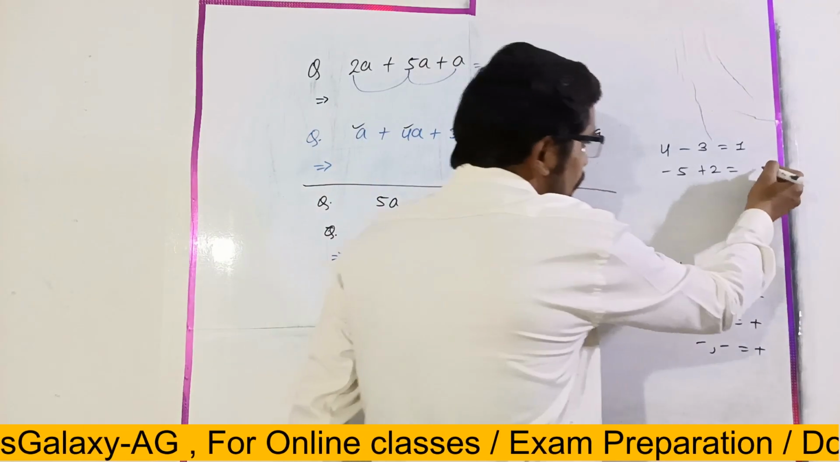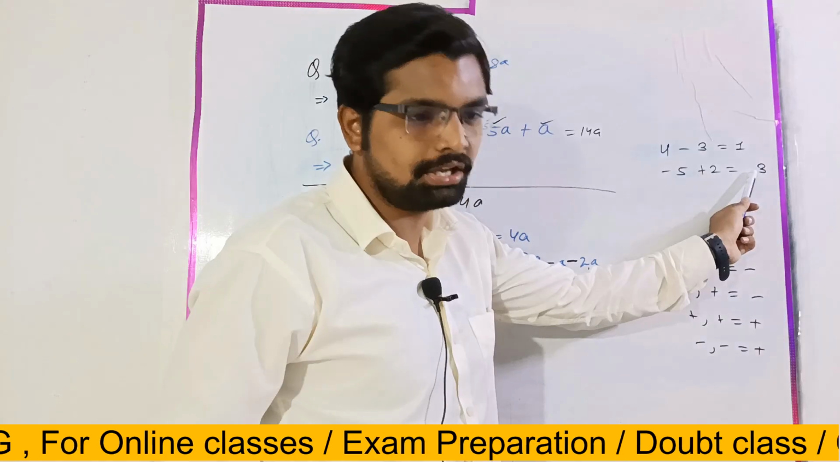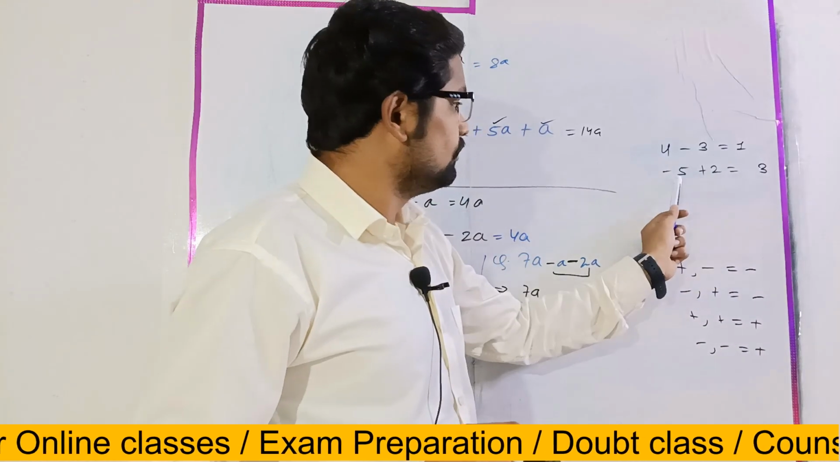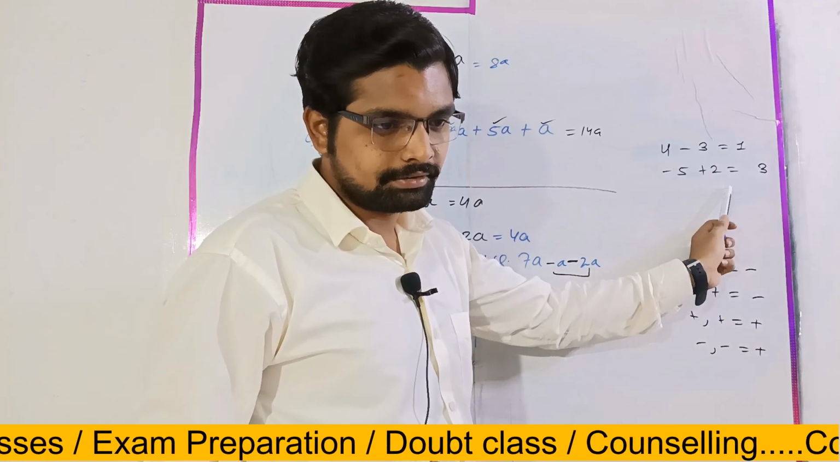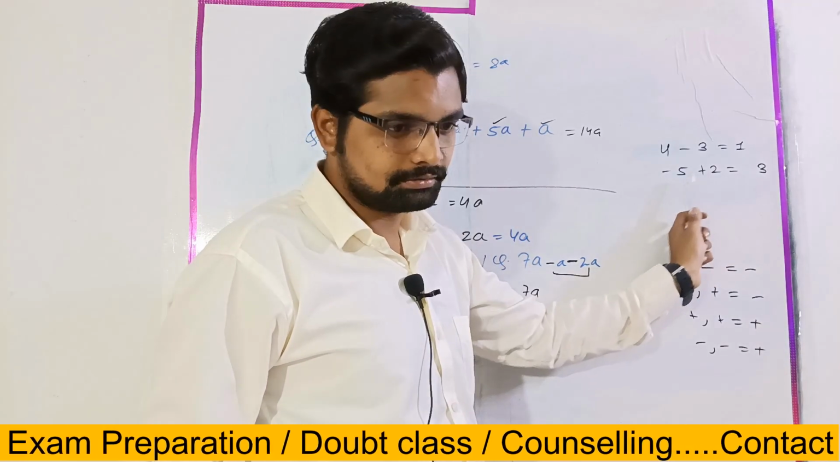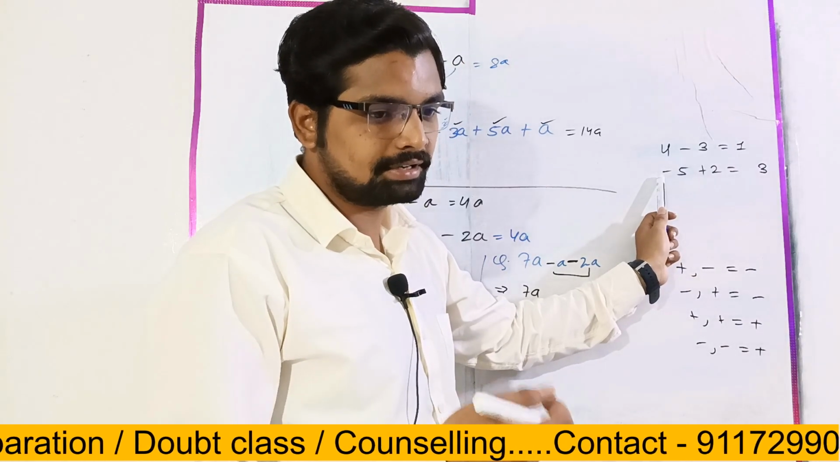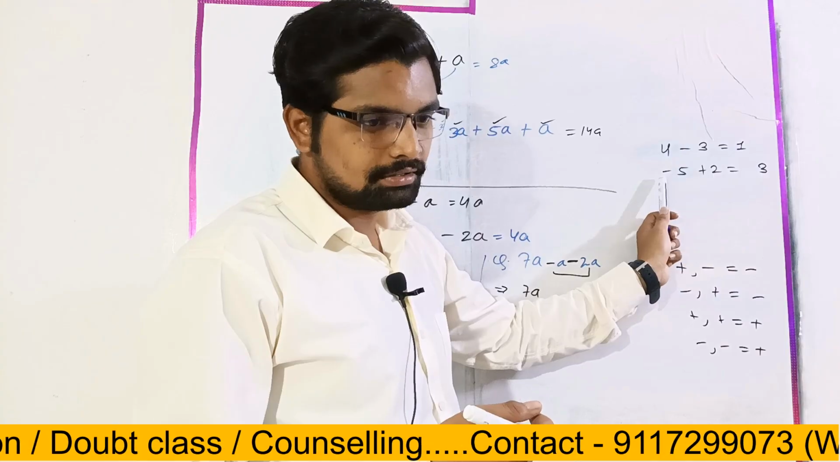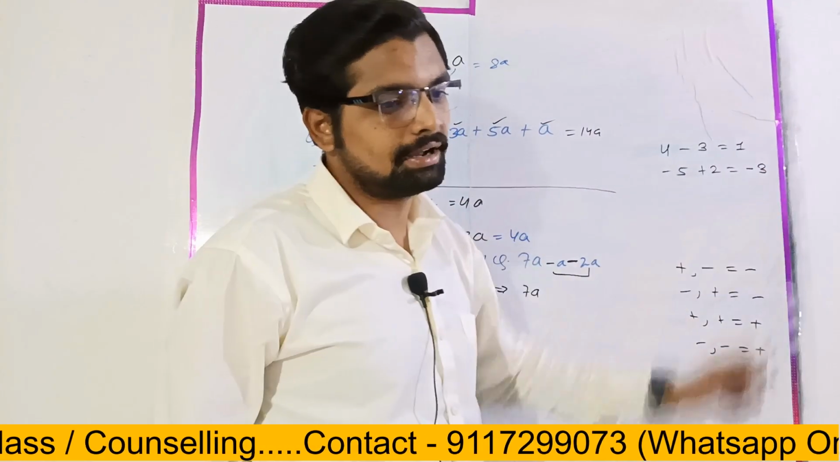Now the sign, which sign do we have to give? Here it will be plus 3 or minus 3. We have to check which number is greater. Which number is greater? 5. And the sign with 5, the greater number, is minus. So in the answer we will write minus. It will be minus 3.